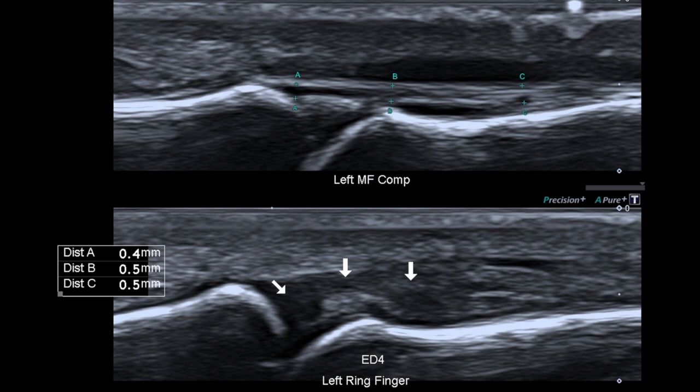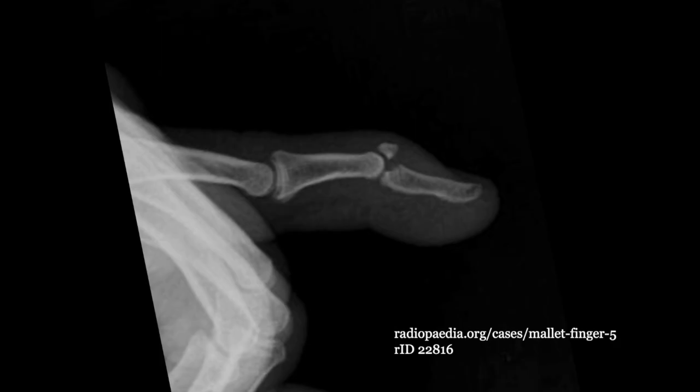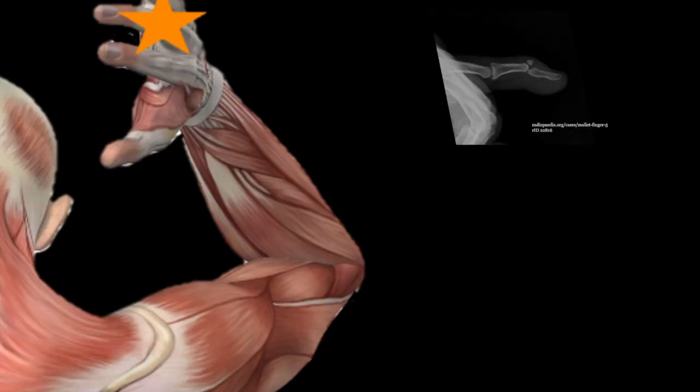Now, generally speaking, these will be treated conservatively in a splint and they will repair quite well. The exception is if there is a large avulsion fracture fragment. By large, we mean greater than 1/3 the size of the articular surface of the distal phalanx, or if there is significant volar displacement.